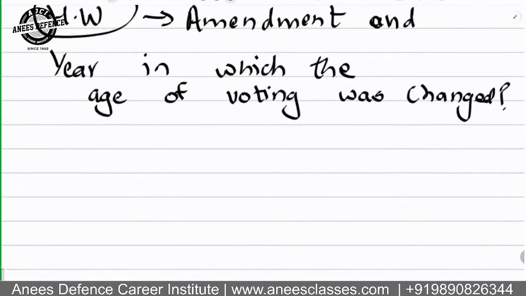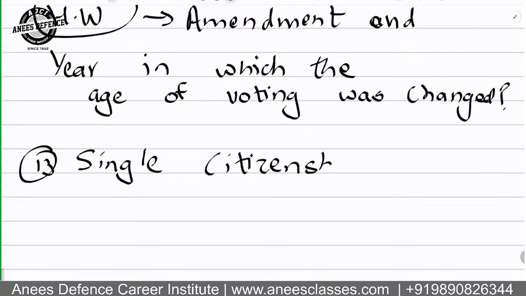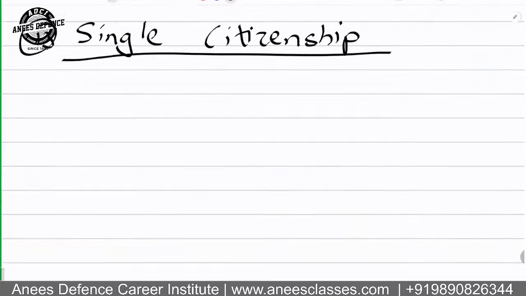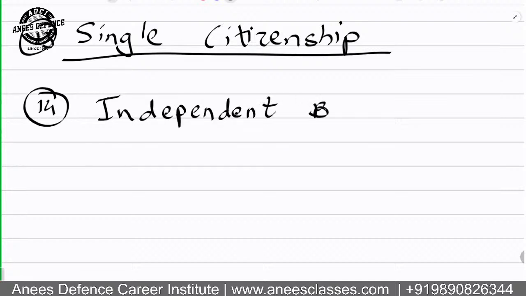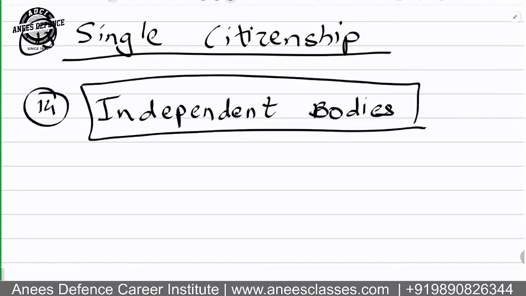Now let us move forward. Another salient feature is single citizenship. We have discussed this in the previous lectures, so we will not go into detail about this. Next is independent bodies. The Constitution contains provisions for independent bodies like Election Commission, Finance Commission, UPSC, CAG, etc. So that the working of the Constitution proceeds in a very smooth condition.